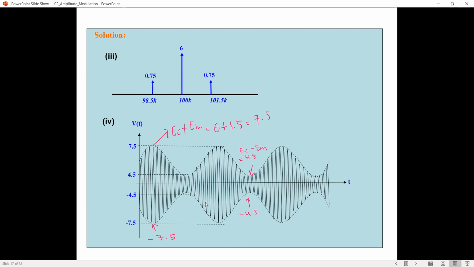The positive and negative envelope, and in between the envelopes you can sketch the high frequency components. So that's the tip to sketch your waveform.